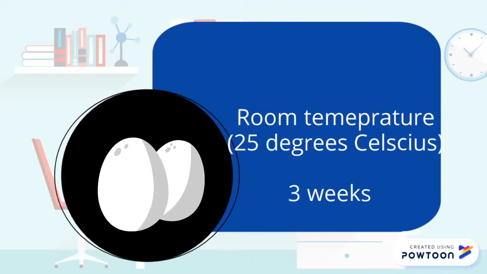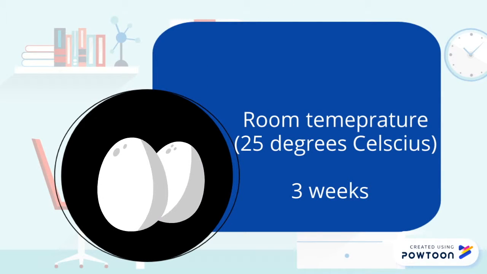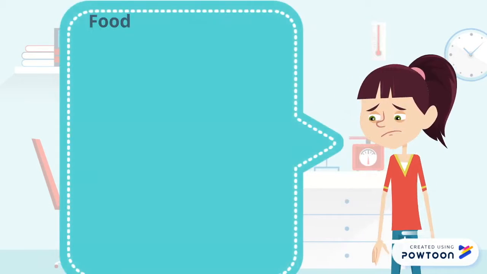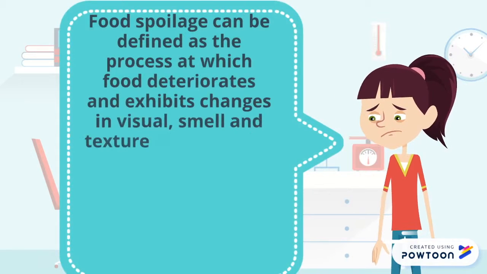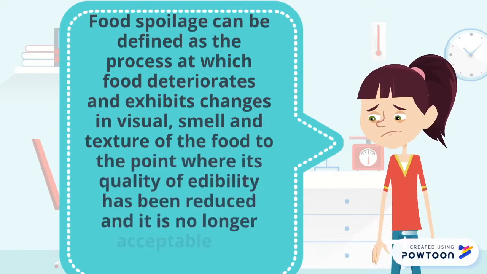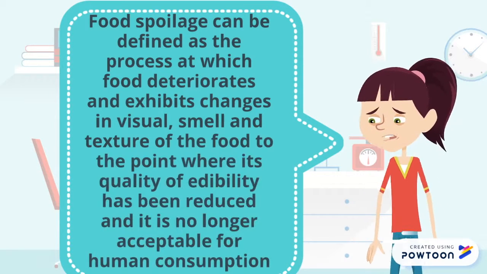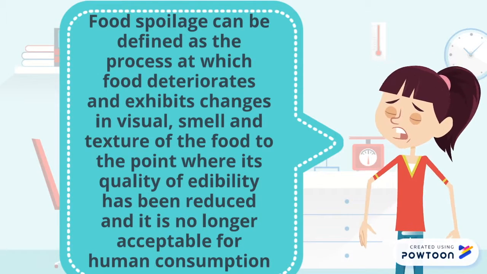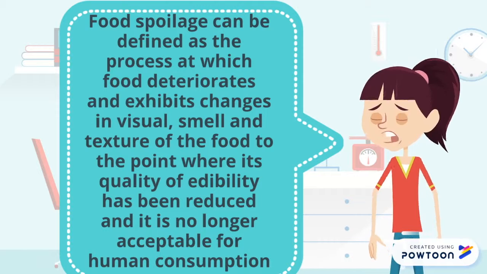In this experiment, a hen's egg was left at room temperature for 3 weeks, and when cracked open, the egg was found to have undergone food deterioration and spoilage. Food spoilage can be defined as the process by which food deteriorates and exhibits changes in appearance, smell, and texture to the point where its quality and edibility have been reduced and it is no longer acceptable for human consumption.